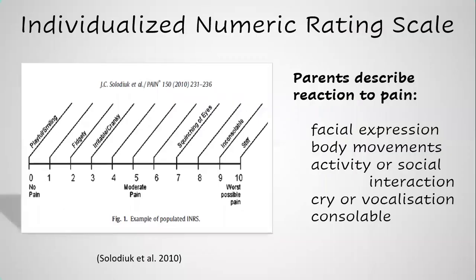And this is why researchers came up with the individualized numeric rating scale, where parents can describe the typical reactions of their child when they think the child has a lot of pain versus when he or she is not in pain. Descriptors used are things like the child's facial expression, body movement, activity or change in social interaction, cry or vocalization, and whether the child is consolable or not. This scale might pose a number of challenges, but it's better than not addressing pain in this population at all.